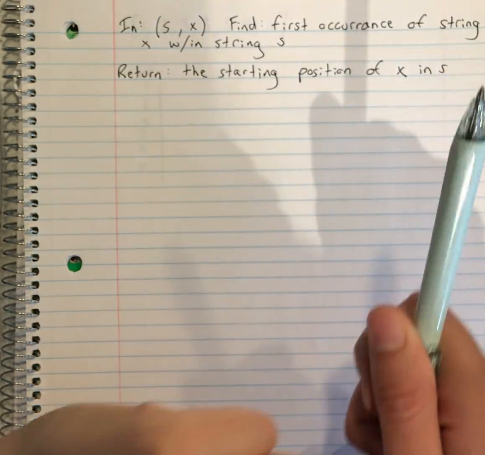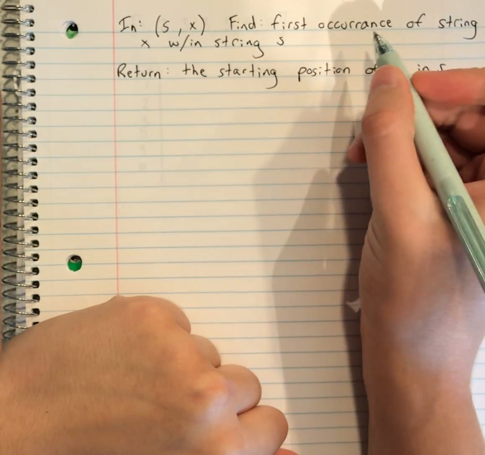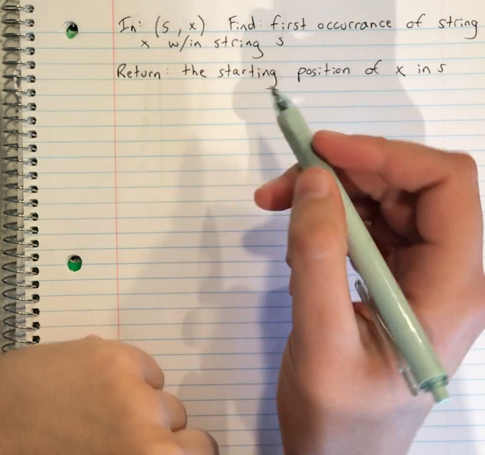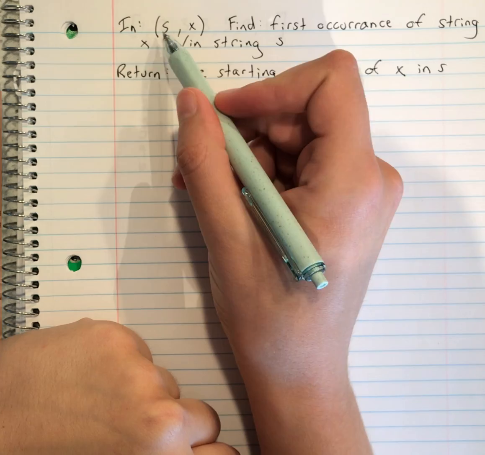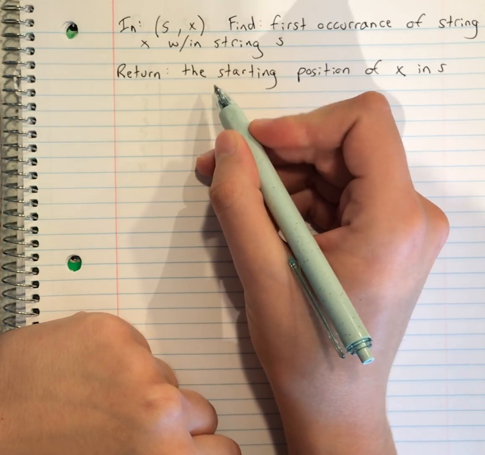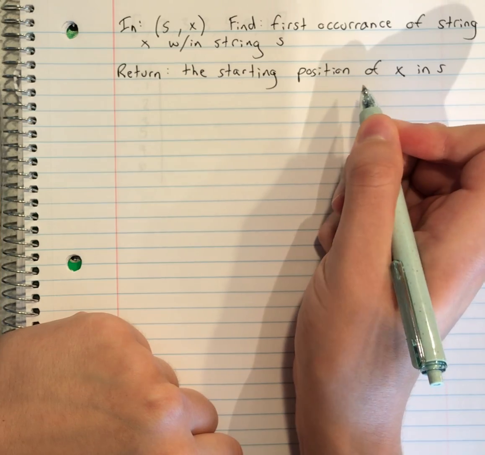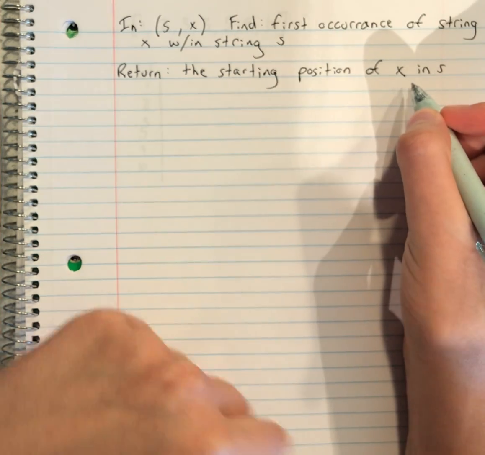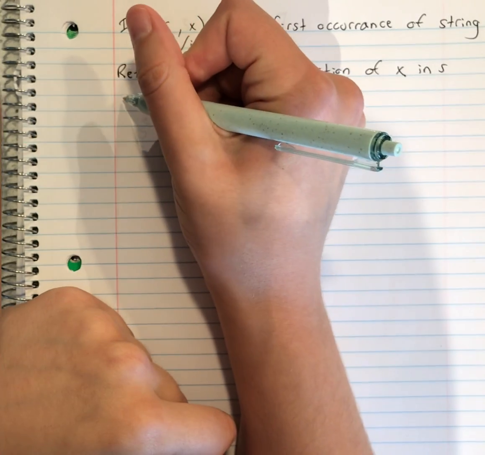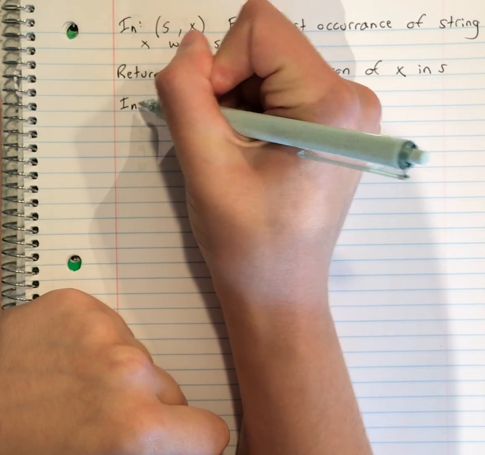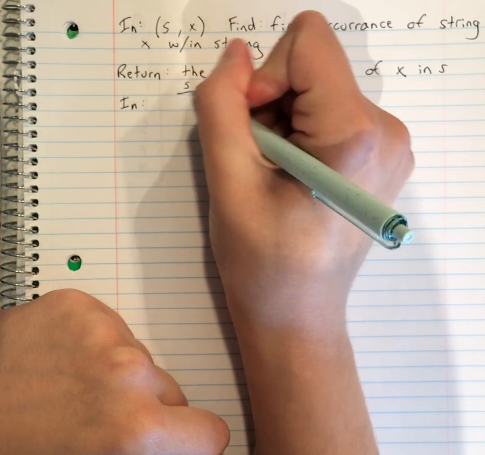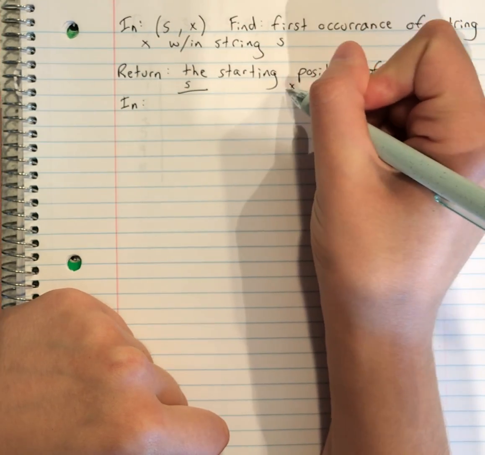In this problem, I will find the first occurrence of string x within string s. So we are passed two strings, string s and string x, and I'm going to return the starting position of string x within string s. So we'll have some example inputs here, s and x.